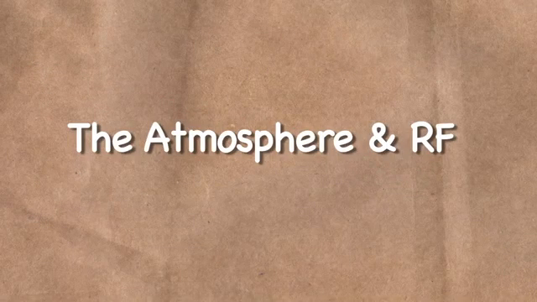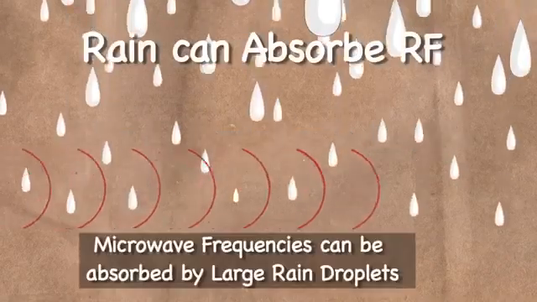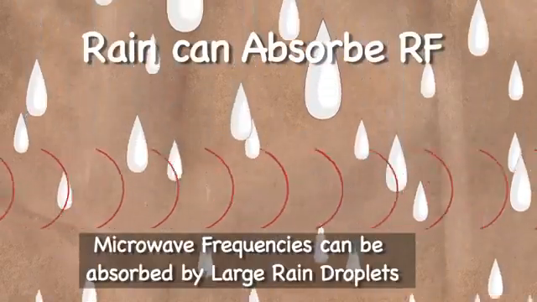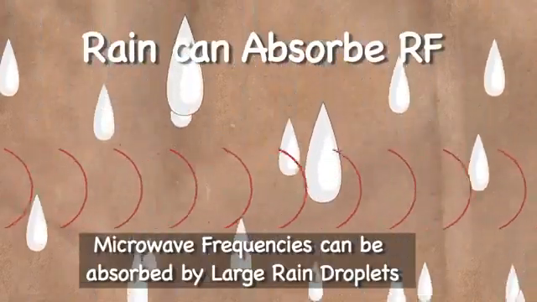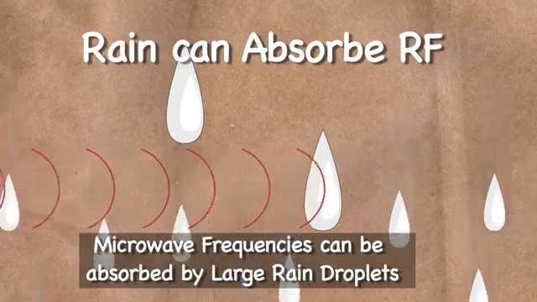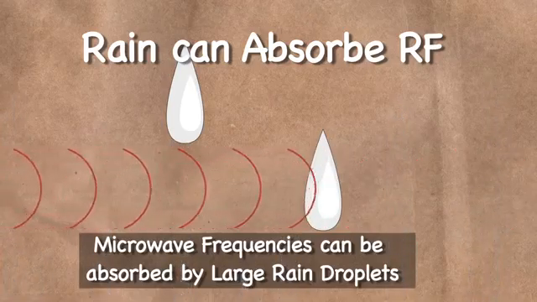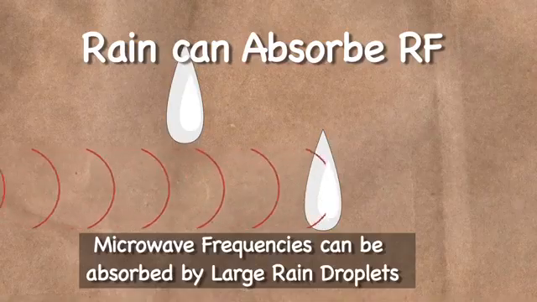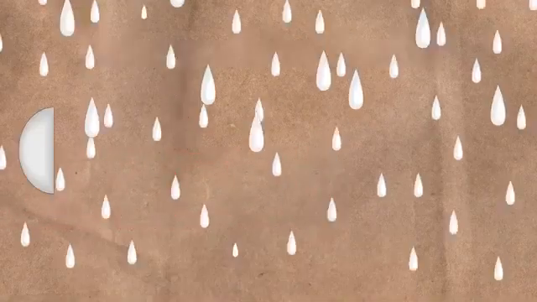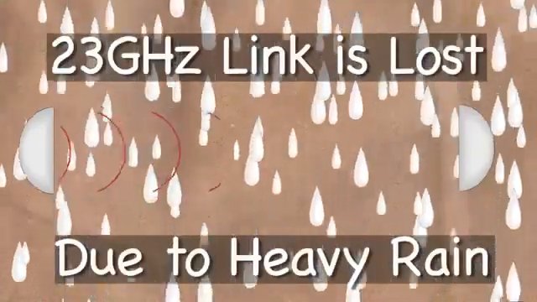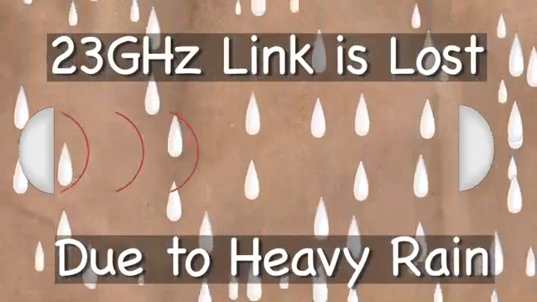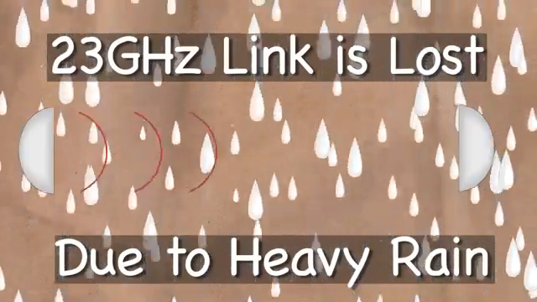Atmospheric conditions affect the way in which radio waves propagate through the air. Heavy rain can absorb certain high-frequency radio waves because their short wavelengths allow them to be absorbed by large rain droplets. Microwave links in the 23 gigahertz band can fade out totally during times of heavy rain, for example.